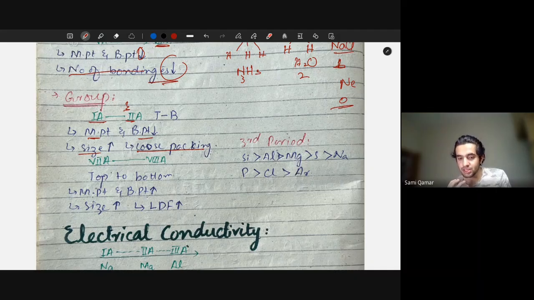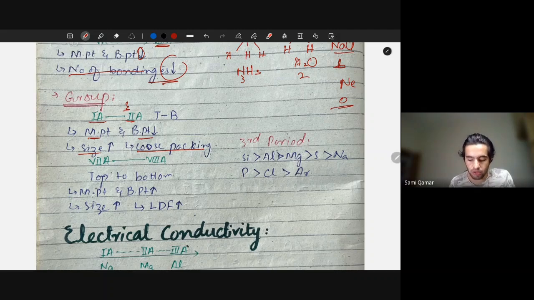So the more the thing is tough, the higher the melting point. Now it is saying when the size is increasing, there is loose packing. When loose packing is there, what does that mean? It's kind of softer. The melting point and boiling point will decrease. So make physical or logical concepts as well.